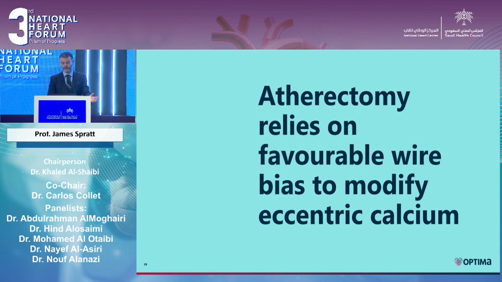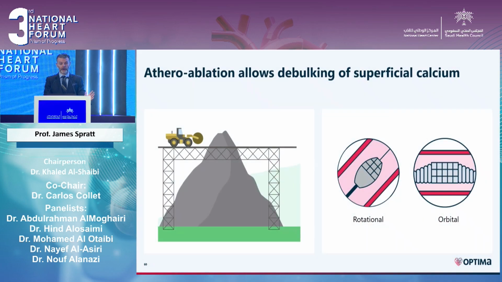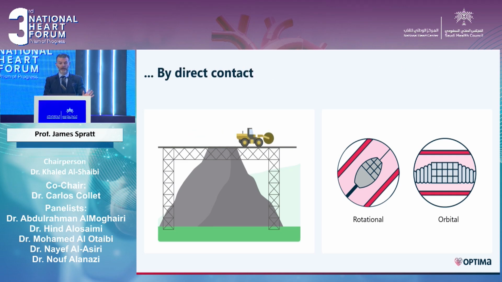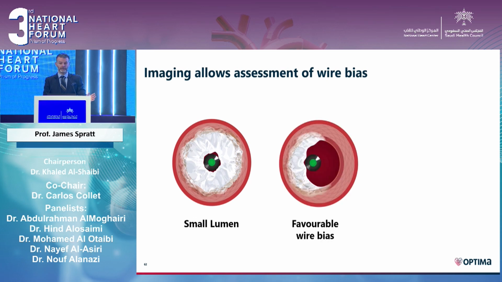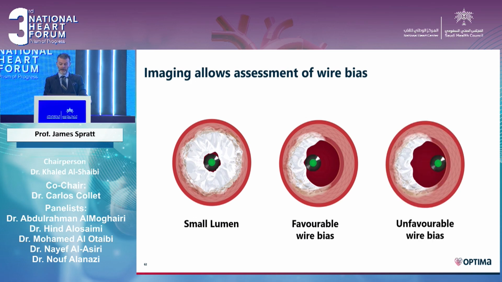Well, sometimes, but it relies on wire bias because it allows superficial debulking of calcium by coming into contact with the calcium and then thinning it and allowing secondary treatment. And if you want to know if the imaging works, or if the ablation works, pass an imaging catheter. If you can't pass it, then go for an upfront ablative strategy. If you can pass it, look to see if the imaging catheter is in contact with the calcium, because if it is, the ablative strategy will work, and if it's not, it won't work.